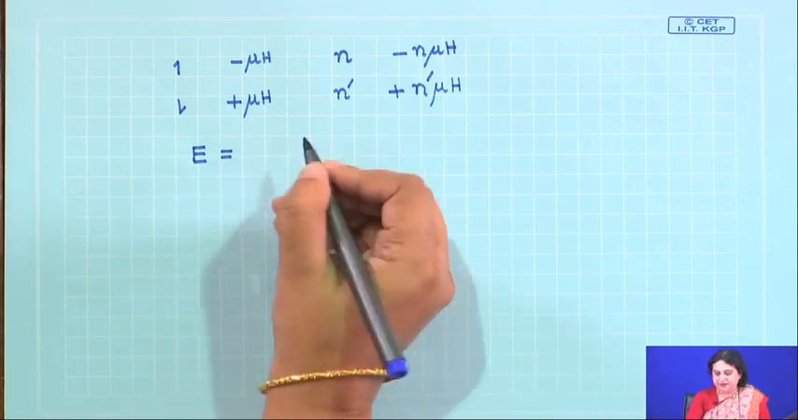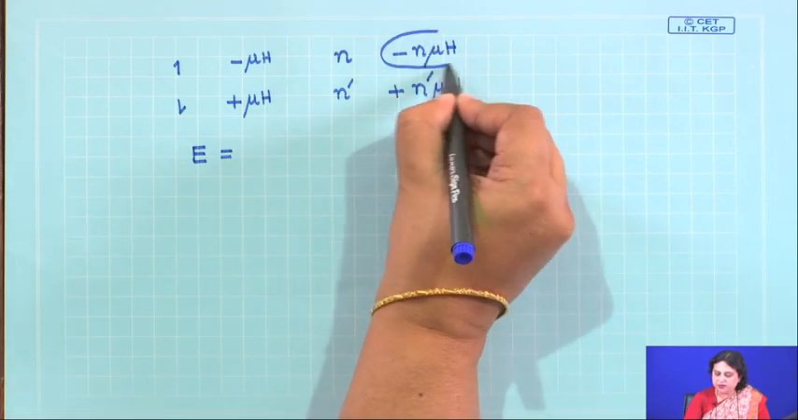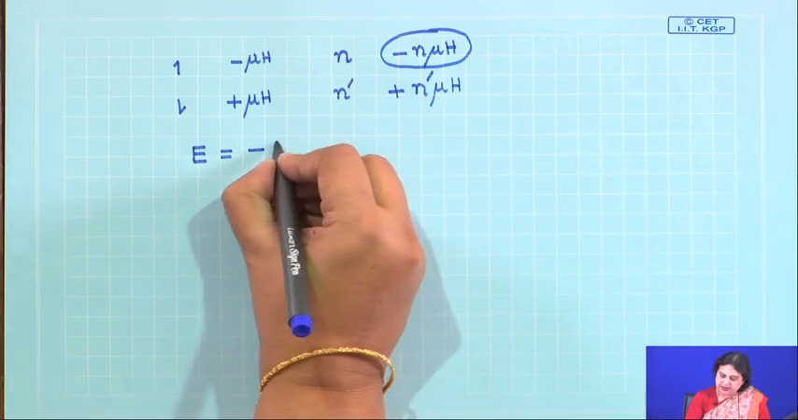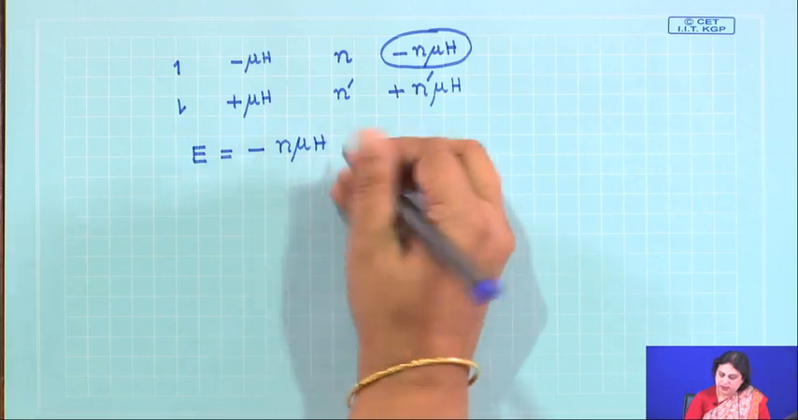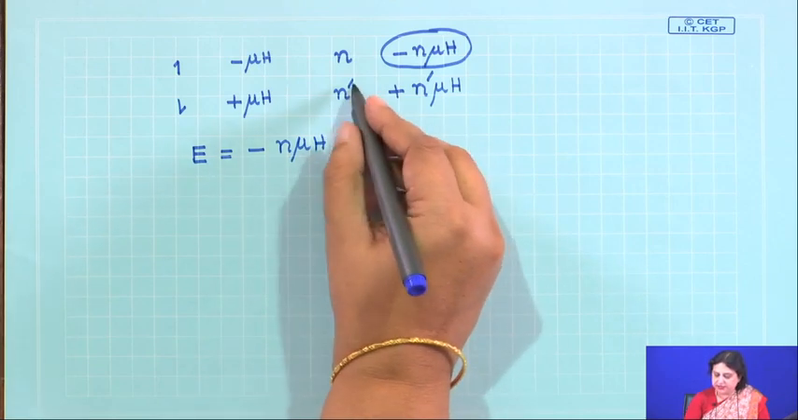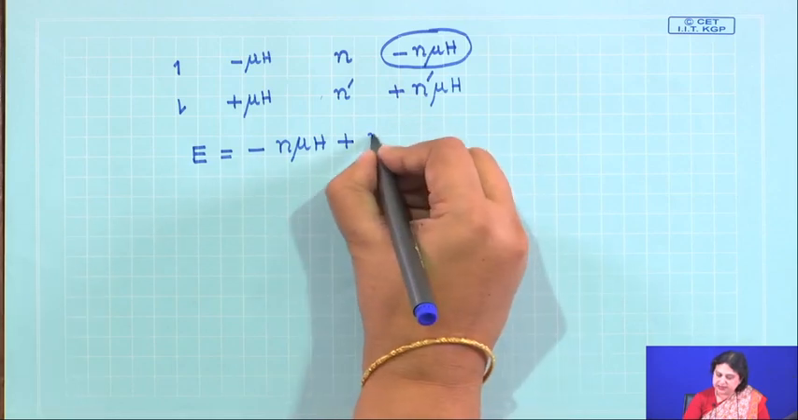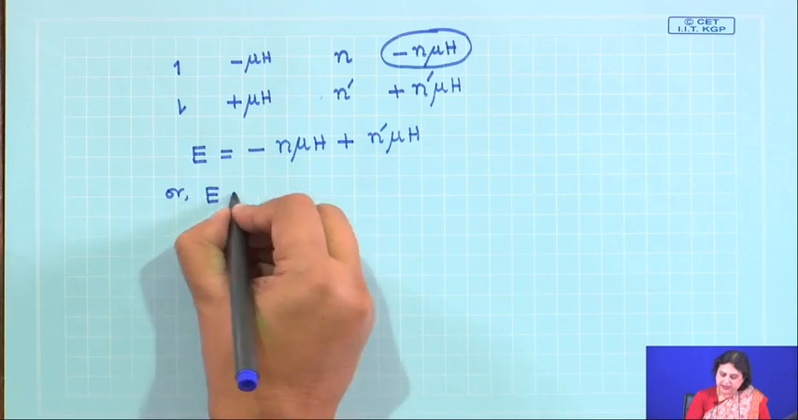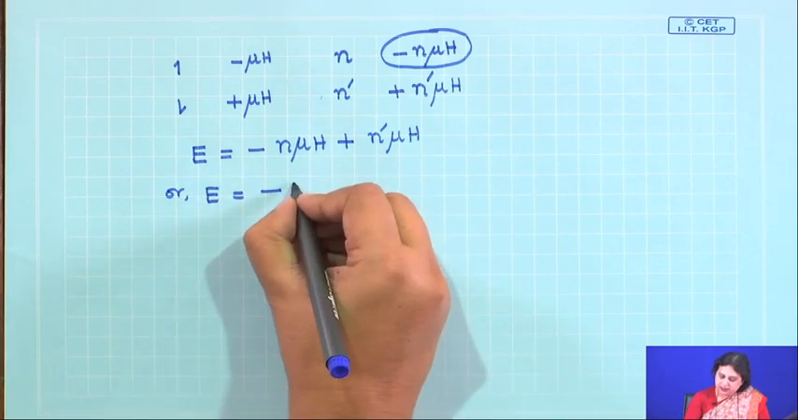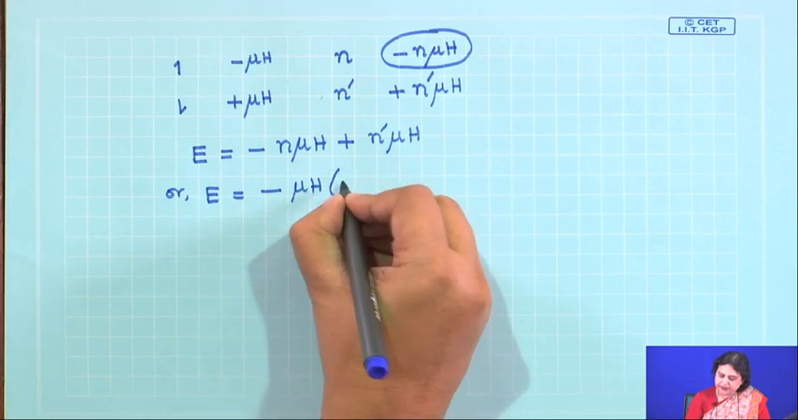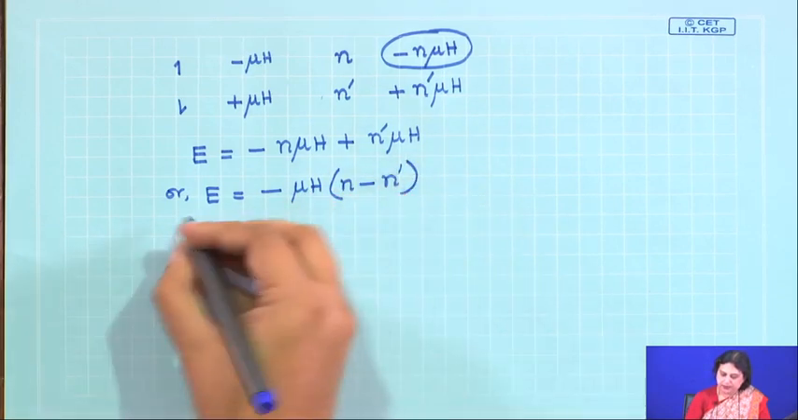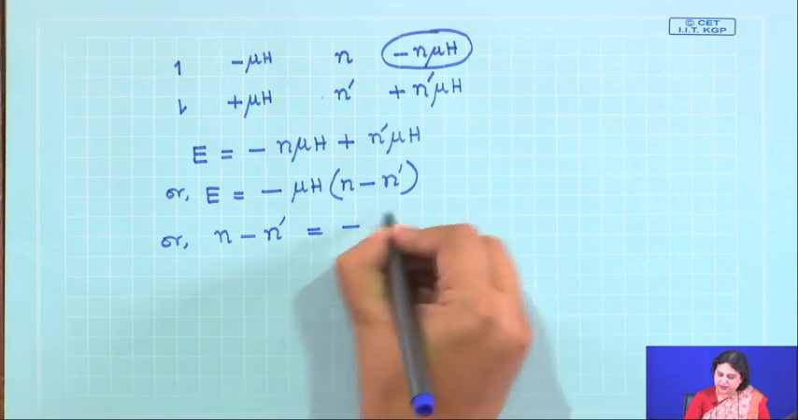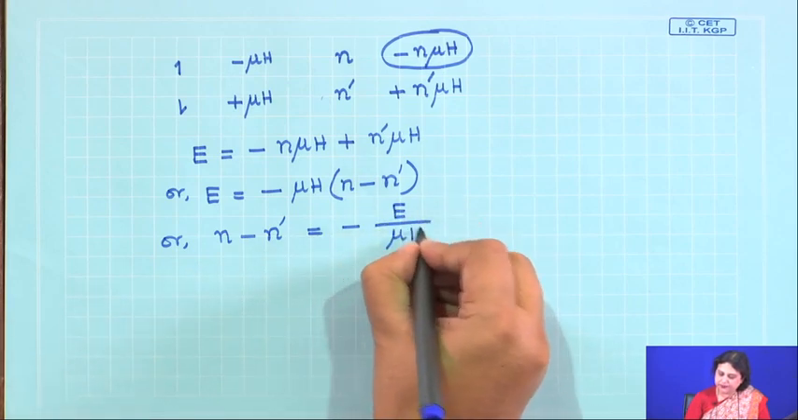Now, I have already mentioned that the total energy of the system is constant. So, I must have E equal to the contribution from the small n up spins, that is minus n mu h, plus the contribution from the n prime down spins, that is n prime mu h. Or I can write that E is equal to minus mu h into n minus n prime, or I can say that n minus n prime is nothing but minus E by mu h.